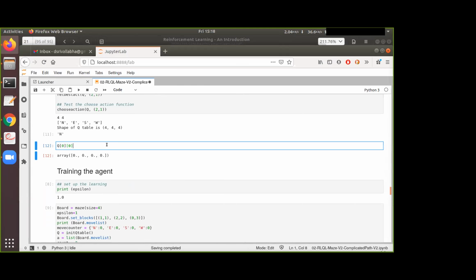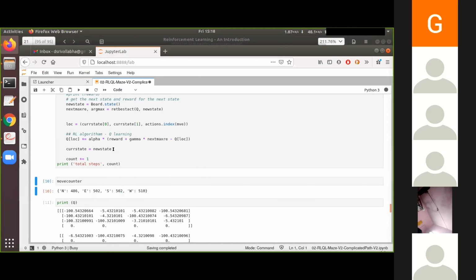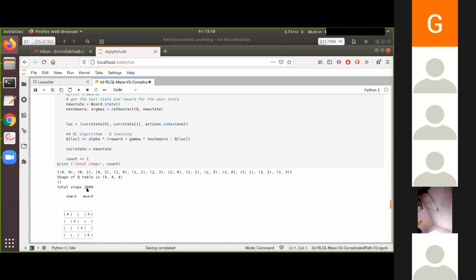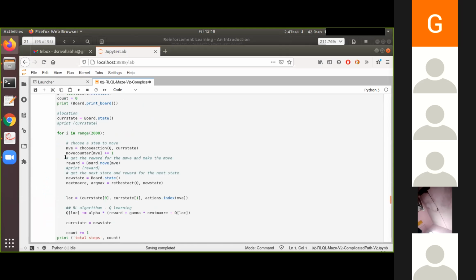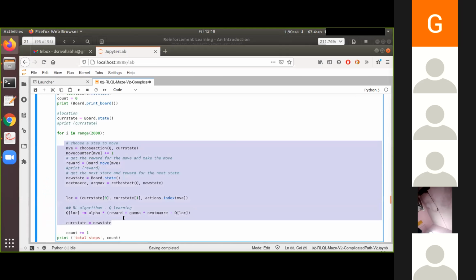Once you set the table, you say Q of 0, 0, it initializes with 0. I did not do anything, I just set it to 0. Now, let me train the agent. I have trained the agent for 2000 steps. This is just a loop: for i in range 2000, I repeatedly call this. This is the algorithm that we are seeing. The Q-learning algorithm is this.